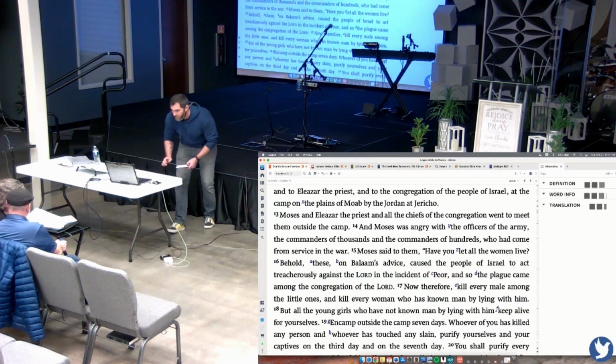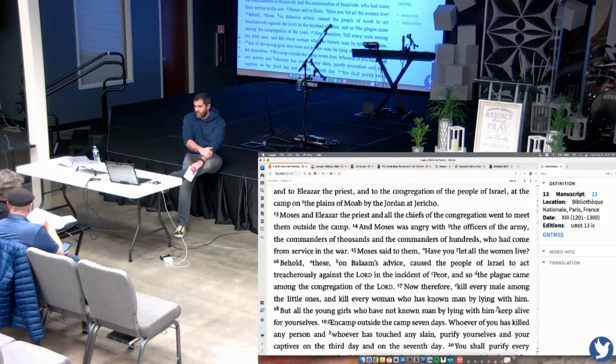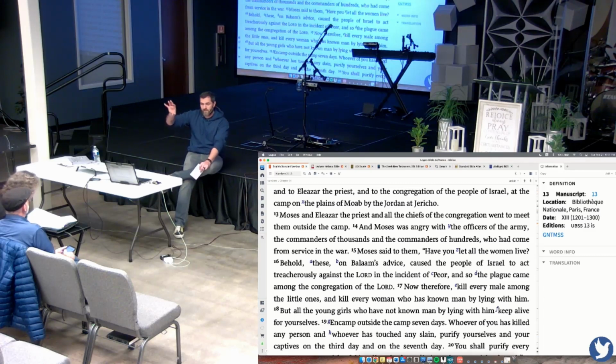Hold on. I don't want to read that yet. I want to go up first to 13. Moses and Eleazar the priest and all the chiefs of the congregation went to meet them outside the camp. So they have killed all the men of the Midianites. They didn't kill the women. They didn't kill the children. They didn't kill the livestock.